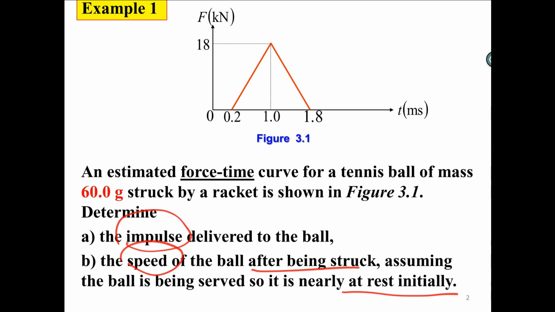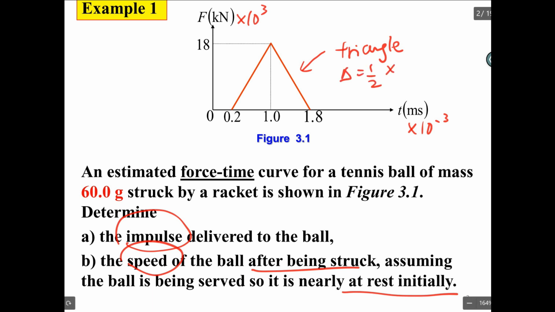Okay, so kat sini dia bagi force dalam kilonewton. So make sure 10 kuasa 3 itu kilonewton dan T dia bagi dalam millisecond, power of negative 3. Sebab dia bagi graph F against time, so kita akan cari area under graph. So bentuk di sini adalah bentuk triangle. So triangle, area untuk triangle kita tahu adalah half times dengan high times dengan base.